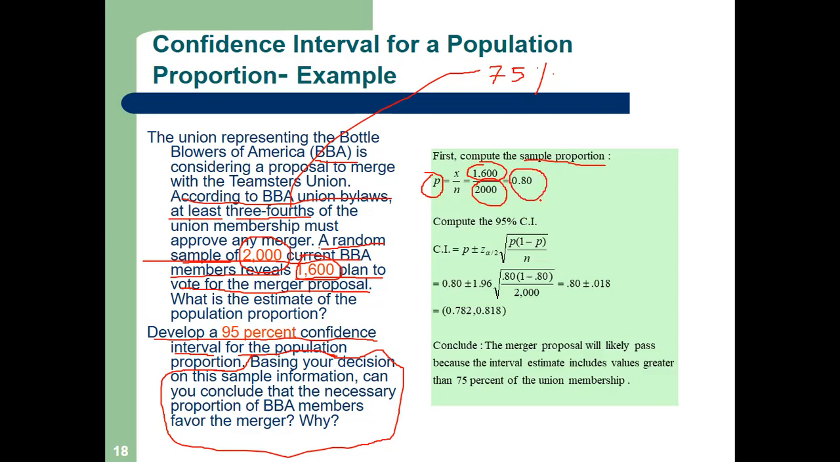Now, what do we have to calculate? We have to compute the 95% CI. So we know the formula. We already know the formula: P plus minus Z alpha by 2 times the standard error. This formula I have already given you. So we know P. There are three unknowns: P, N and Z.